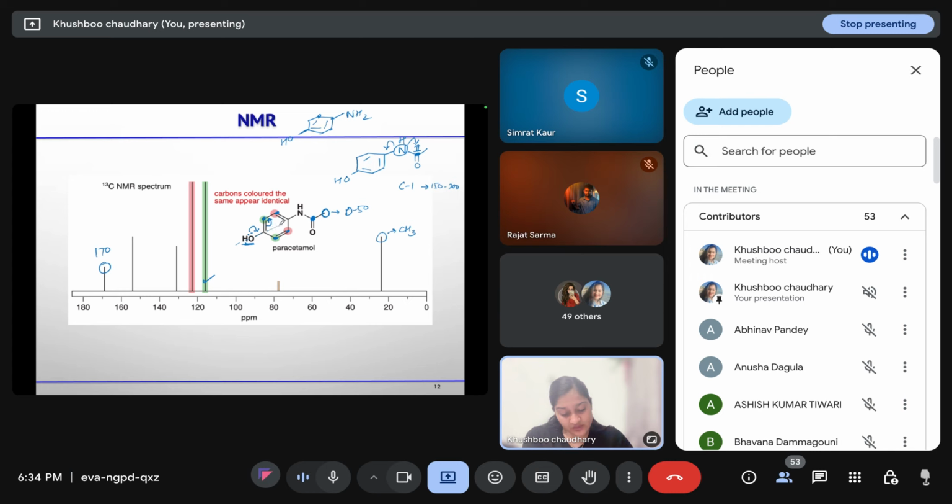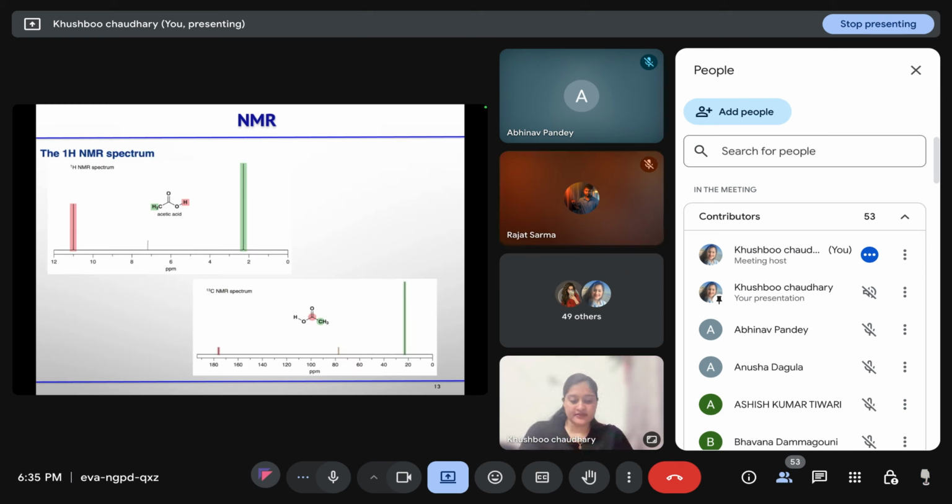And this is a symmetrical molecule. So carbons 2 and 3 and 4 and 5 are symmetrical, so each pair of carbons will show only one signal. Any doubt in this spectra? Is this clear? Yes, ma'am. Clear.